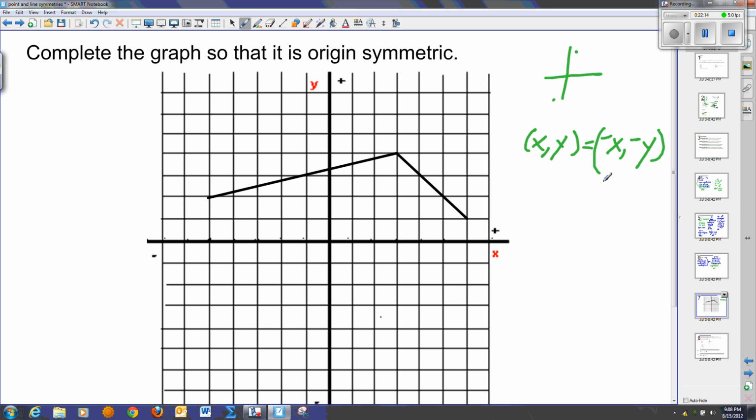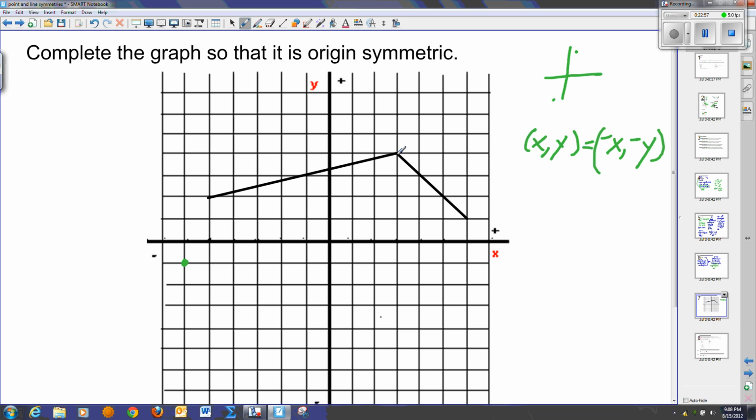So if I want to redraw this picture so that it has origin symmetry, I'm going to find out the x's and y's at some critical points on this graph, and then I'm going to make the opposites of those points, and then I'm going to check to see that my new picture is symmetric about the origin. So I look at where this point is right here. And I count over 1, 2, 3, 4, 5, 6, and up 1. So instead of over 6 and up 1, I'm going to go back 6 and down 1. 1, 2, 3, 4, 5, 6, down 1, and I'm going to put a dot there.